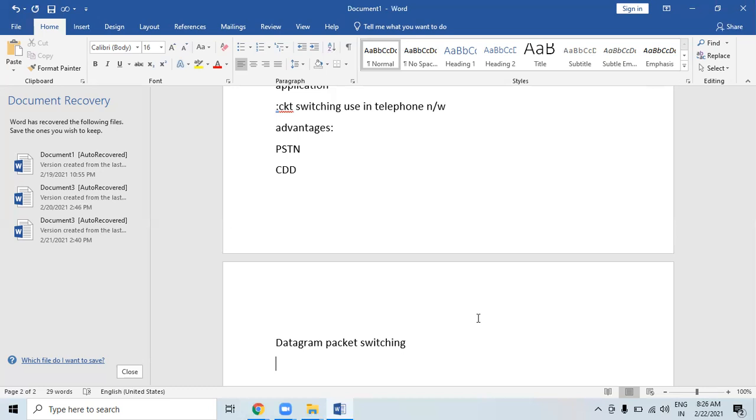So this is datagram packet switching. Let's see virtual packet switching.